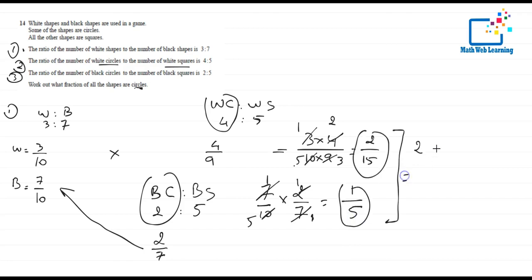Add them together: 2 over 15 plus 1 over 5. The common denominator is 15. That gives me 2 over 15, and you multiply by 3 here, multiply by 3 here, so 1 times 3 is 3. Added to 2 is 5, and then you need to cancel down by 5. And the answer is a third. So let me recap. The fraction of all shapes that are circles is a third. So that is question 14.